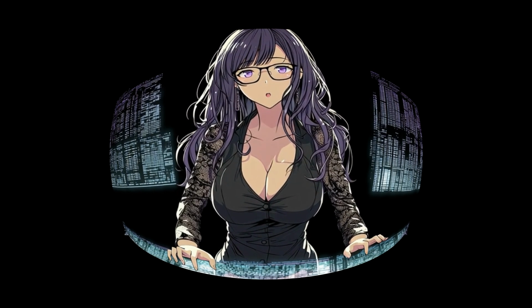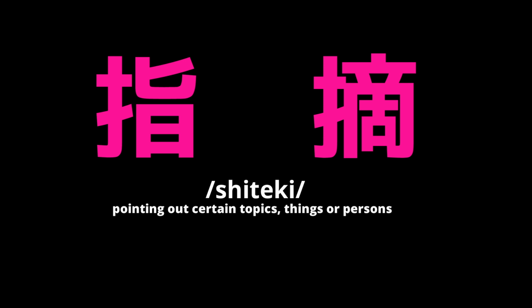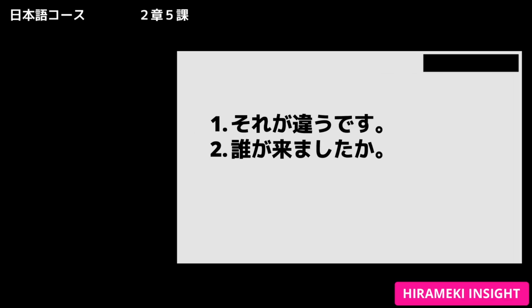So let's go to another one, shiteki. And well, I just called it shiteki as pointing out certain topics, things, or persons. As I told you before with the example of ga, 誰が笑いました? If you remember it, well, you can use it in other forms as 誰が来ましたか? Who came to here, to our place? Or well, if you're talking with another person and they give their opinion about something, then you can say, それが違うです. Well, what you just said, I kind of feel that it's different.